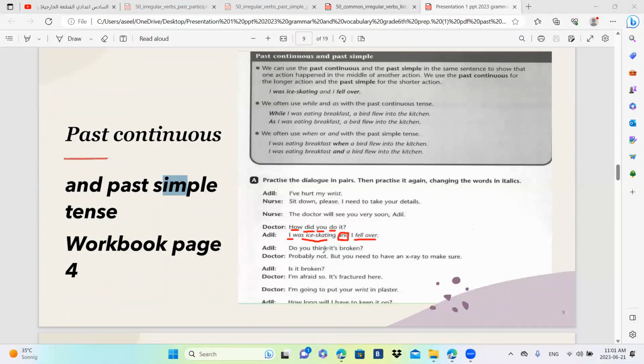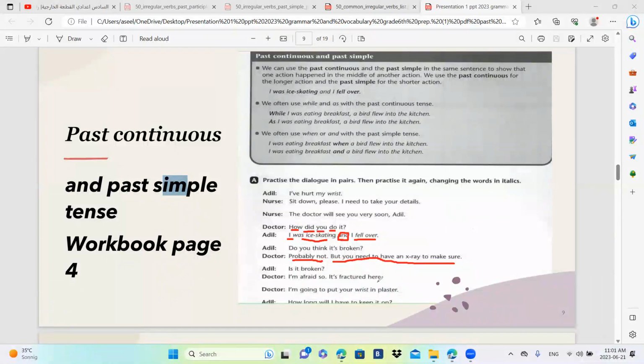Adel: Do you think it is broken? Doctor: Probably not. But you need to have an X-ray to make sure. Adel: Is it broken? Doctor: I am afraid so. It is fractured here.